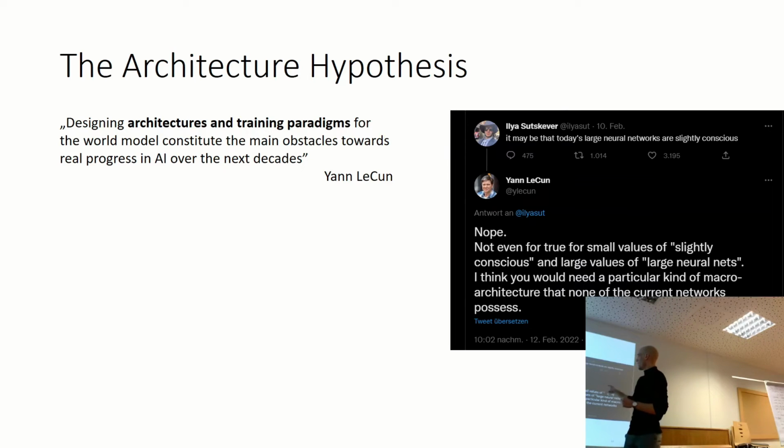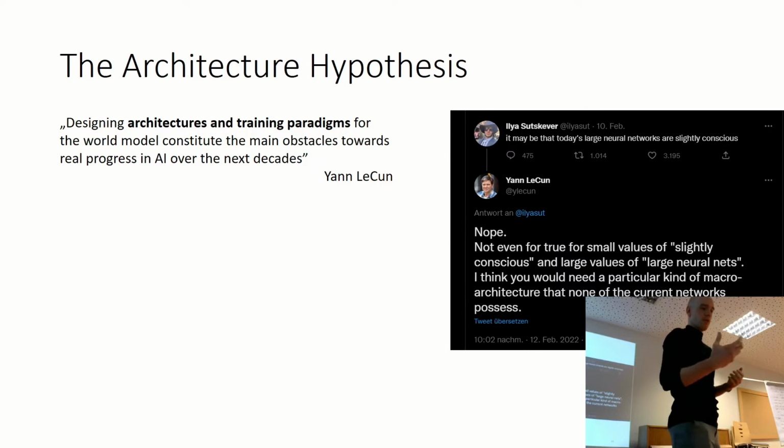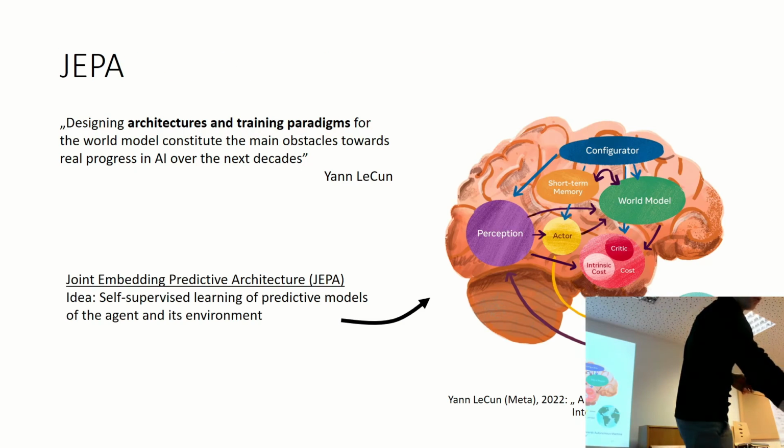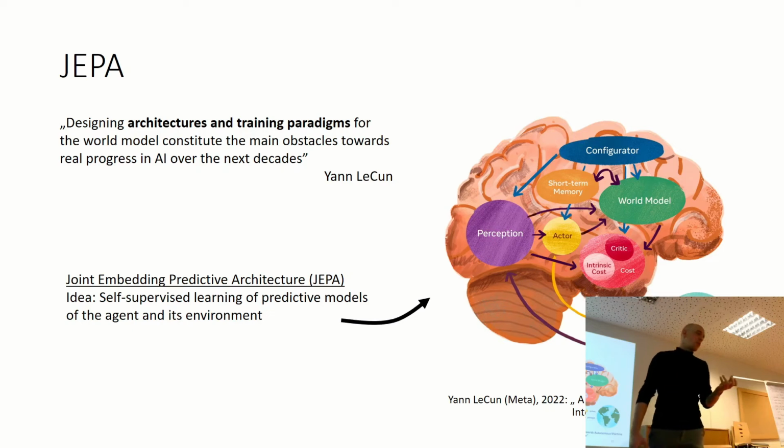There was a Twitter thread where Ilya Sutskever, who's also a very famous AI researcher, said that it may be that today's large neural networks are slightly conscious, and Yann LeCun just said nope. He says that you would need a particular kind of macro architecture that allows for consciousness. So consciousness will not just emerge if you keep scaling up your models, but you need a particular architecture. I just wanted to throw this in there. I don't know how true this is or not, but this is the model that he then proposes.